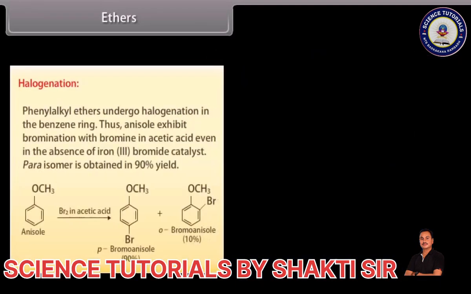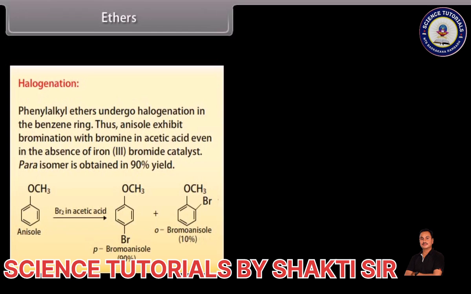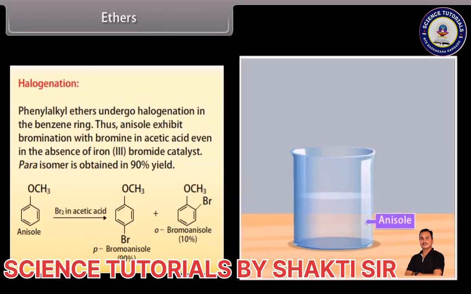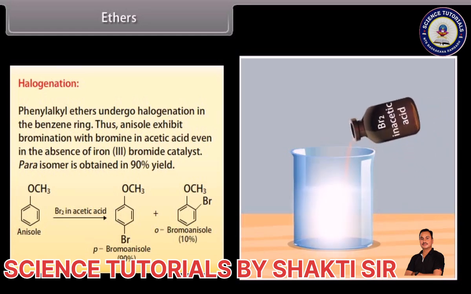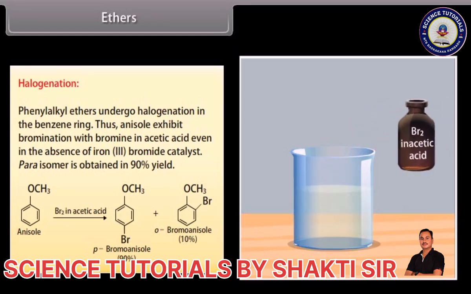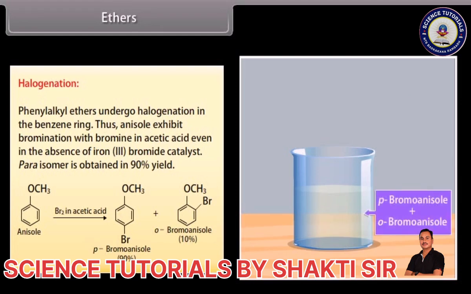Halogenation. Phenylalkyl ethers undergo halogenation in the benzene ring. Thus, anisole exhibits bromination with bromine in acetic acid even in the absence of iron III bromide catalyst. Para isomer is obtained in 90% yield.